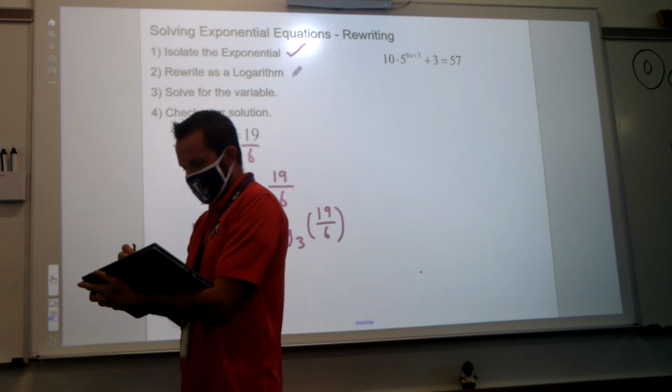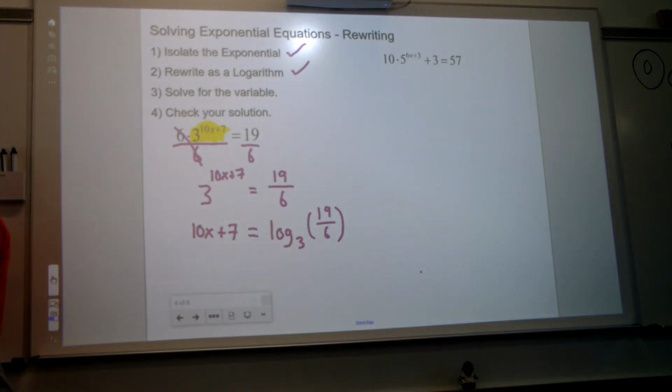So now we have rewritten the exponential as a logarithm. Are we done? No, we still have to solve for x. I have 10x plus 7 equals that. Okay, so let's send this to Louise. What would I do, Louise, from here to get x alone? Yep, let's do that first.